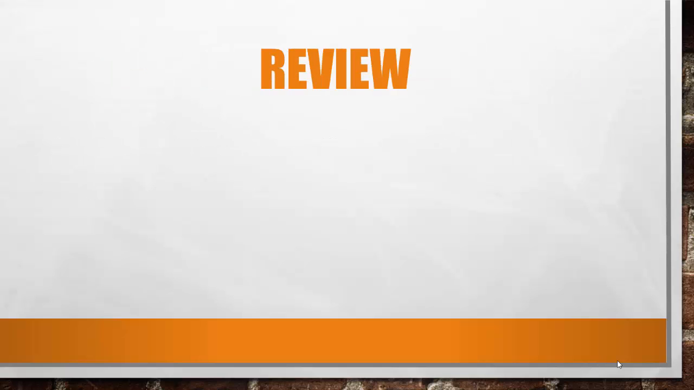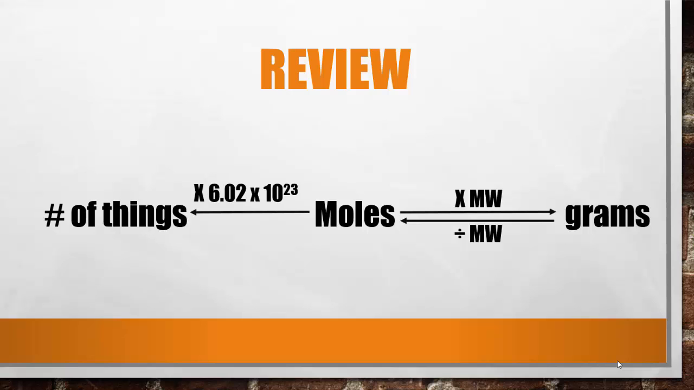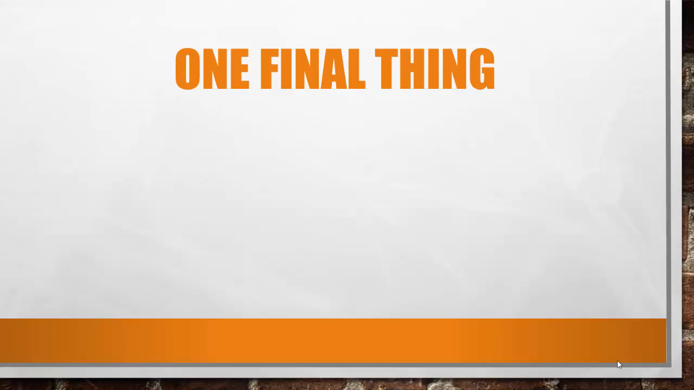So to review, we have moles, we have grams, we have the number of things. To go from moles to grams, you're going to multiply your moles by the molecular weight. To go from grams to moles, you're going to divide the grams by the molecular weight. To go from moles to the number of things, you're going to multiply by 6.02 times 10 to the 23rd. To go from the number of things to moles, you're going to divide the number of things by 6.02 times 10 to the 23rd.